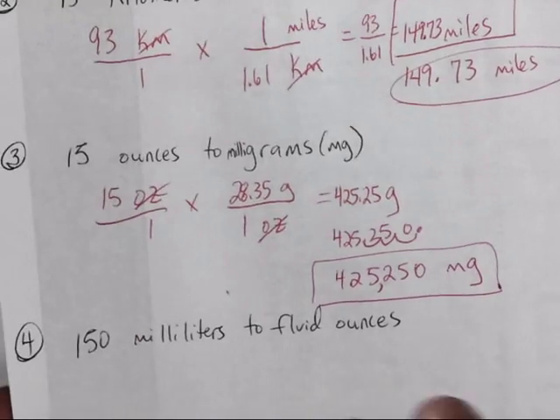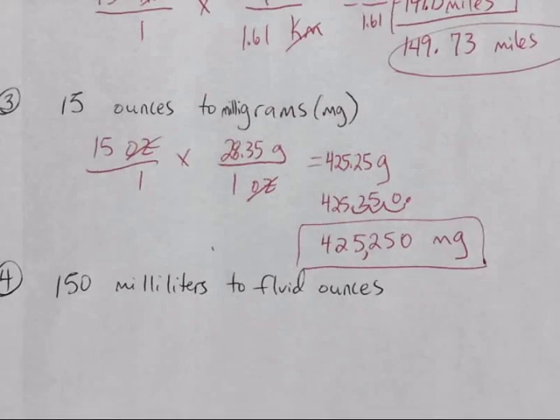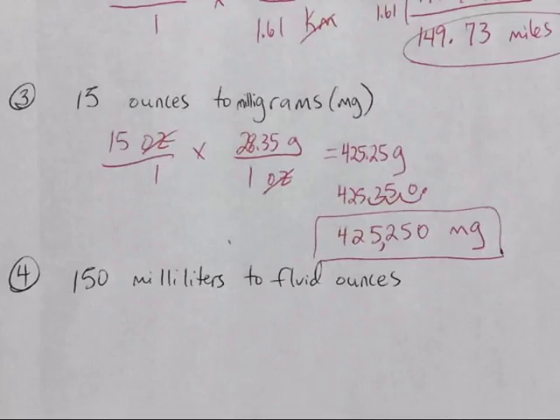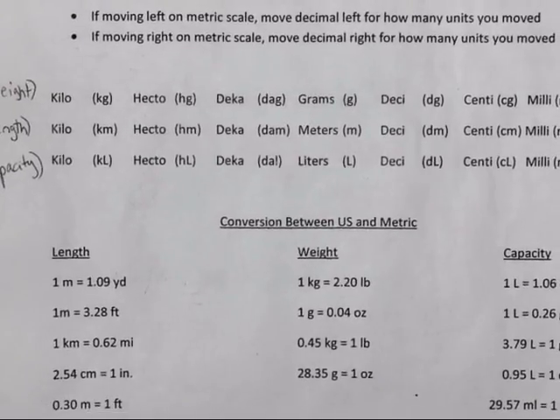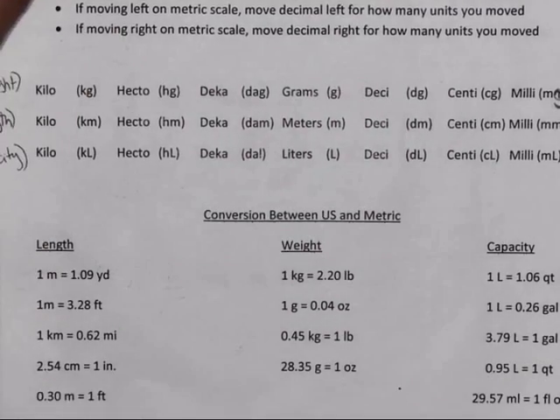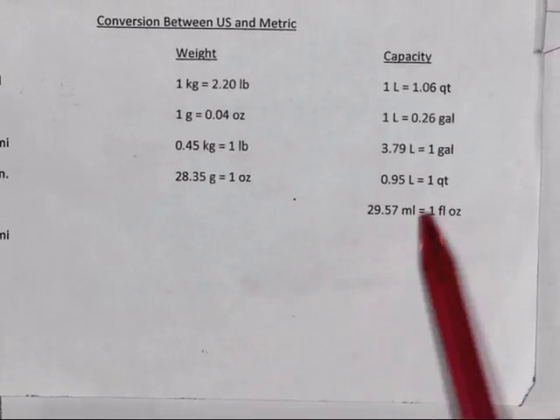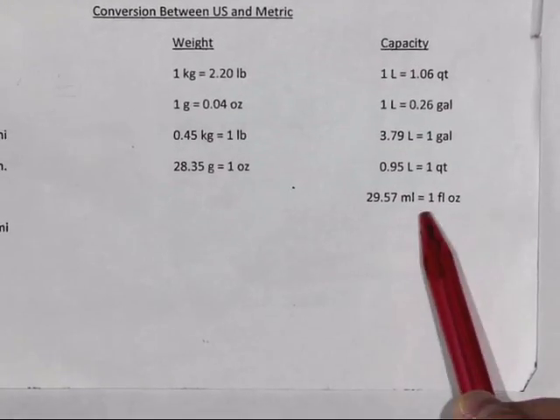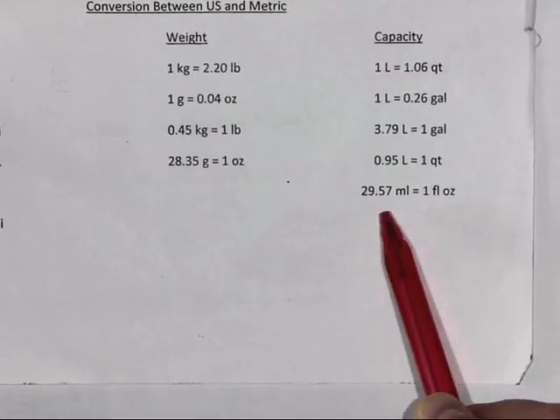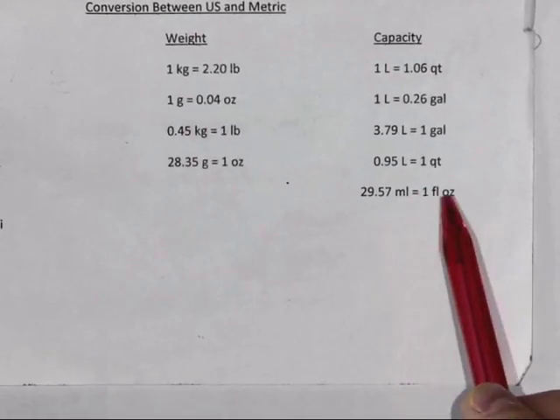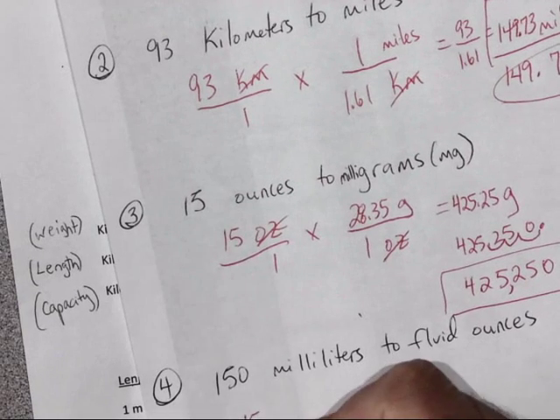All right, and then last but not least, we've got 150 milliliters to fluid ounces, right? So be careful. This is capacity, right? So just know the difference between fluid ounces, which is capacity, and ounces, which is weight. Okay, so we actually have one conversion here for fluid ounces, or milliliters to fluid ounces, or vice versa. So 29.57 milliliters equals 1 fluid ounce. So we want to use this one. Okay, so 150 milliliters.